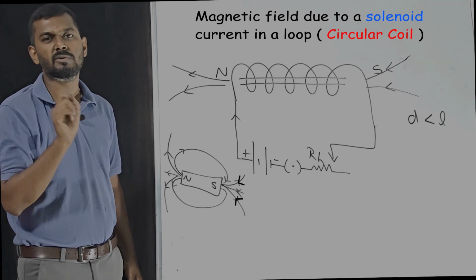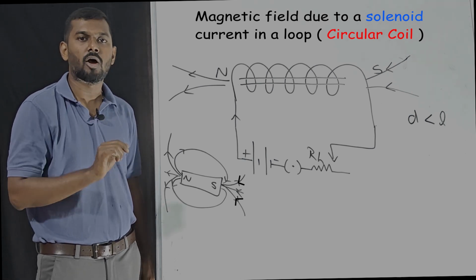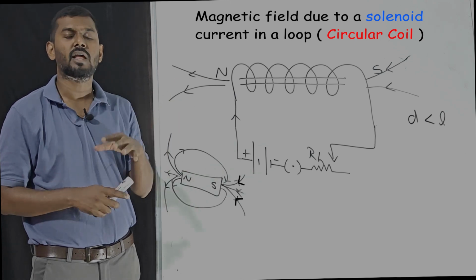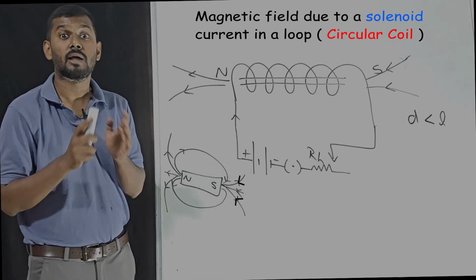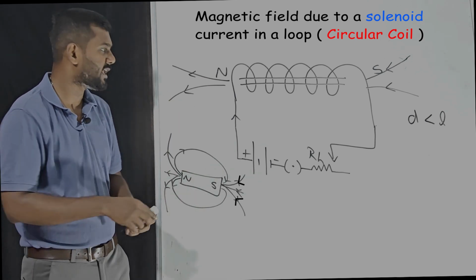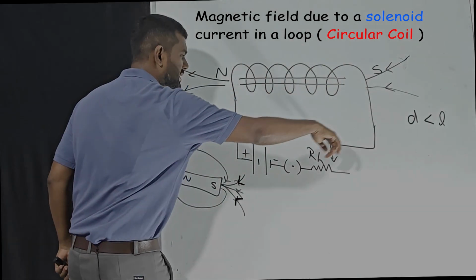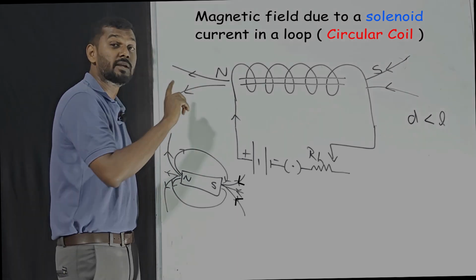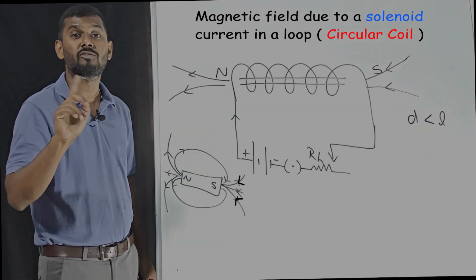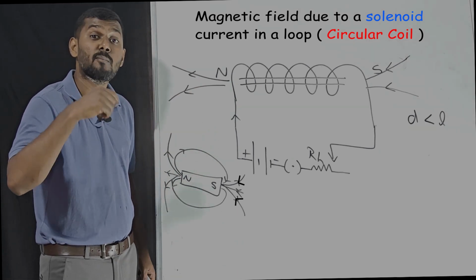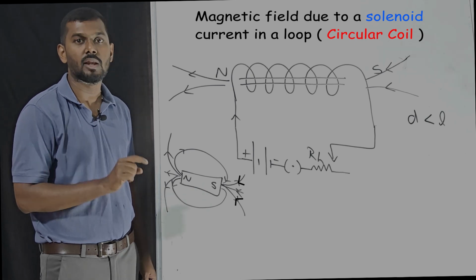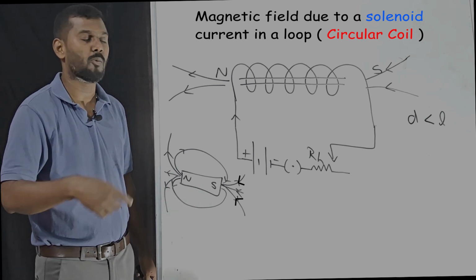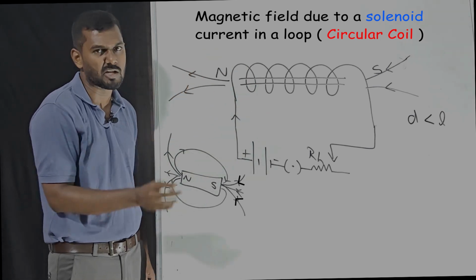Few students will make a mistake while writing the exam. What are the two ways to increase the magnetic field in a solenoid? They'll write by increasing the number of coils. Number of coils is completely wrong. See, this complete wire is one coil. So it is not by increasing the number of coils, it is by increasing the number of turns of the coil, or you can write it as by increasing the windings of a coil. Windings are nothing but the number of turns.